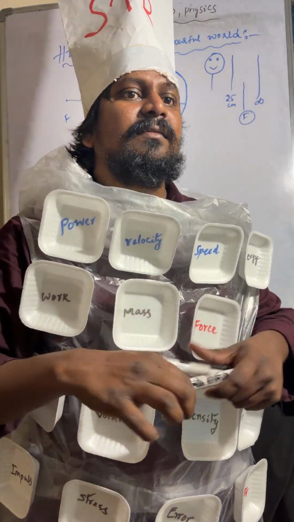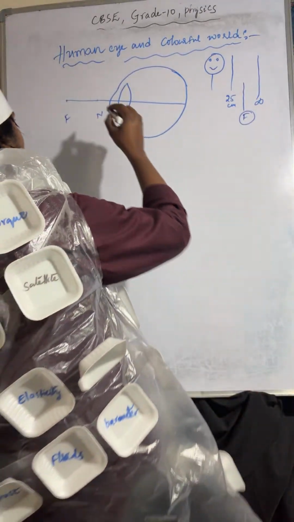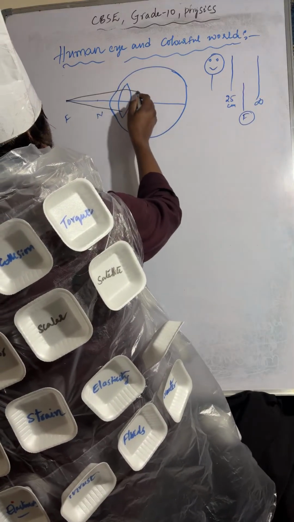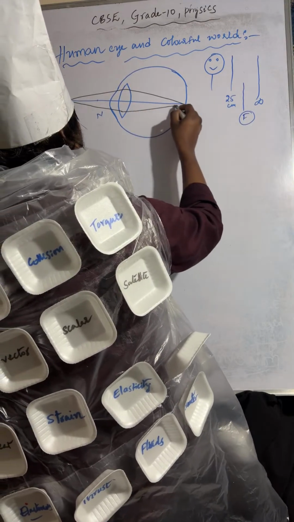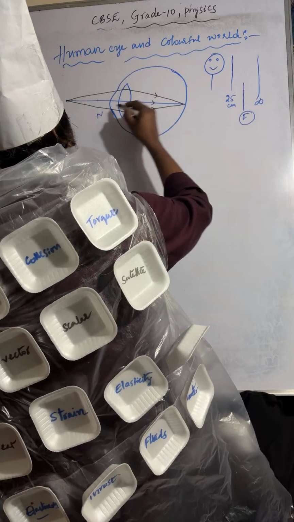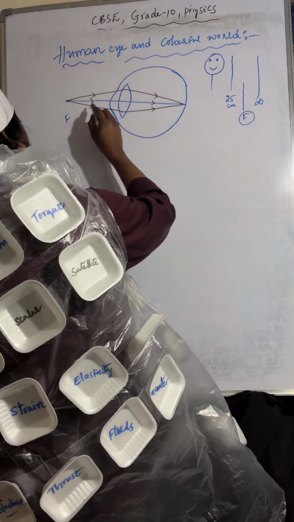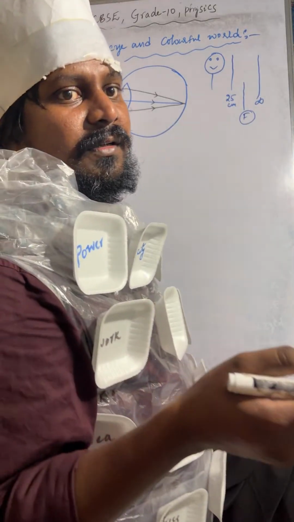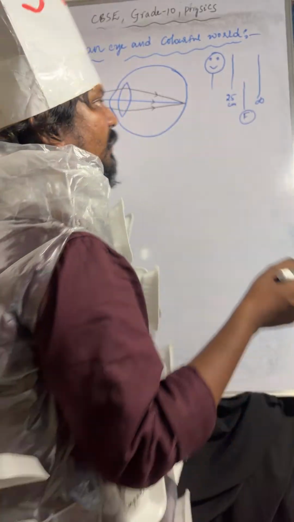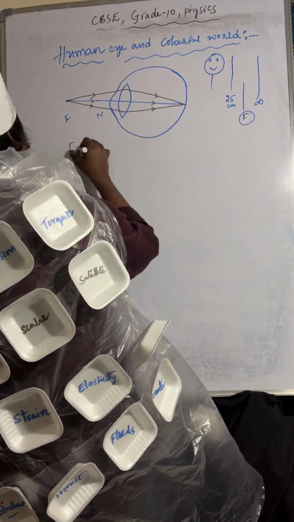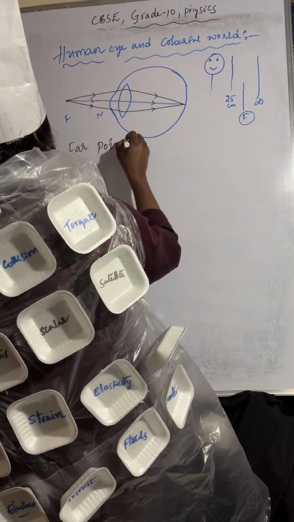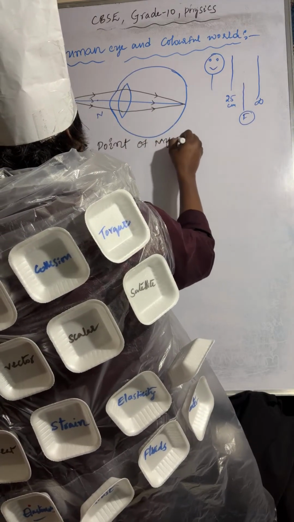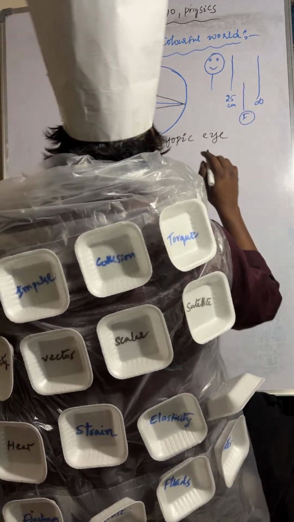So we'll see here. These light rays are coming from this point. After refraction, those light rays are meeting at the retina here. So this is the near point and the far point. The near point is 25 centimeters, and the far point is infinity, the far point of the myopic eye.